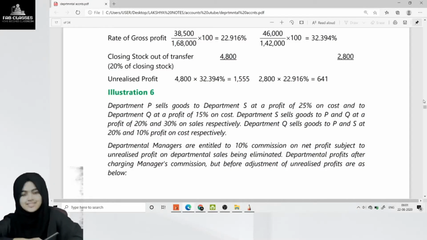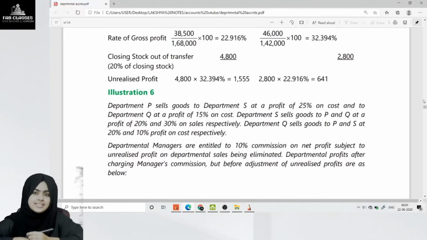Welcome to Fab Classes. So today we are here with illustration number 6 from the Departmental Account series of Paper 1 Accountancy in the CA Intermediate syllabus. And let's go into the question.